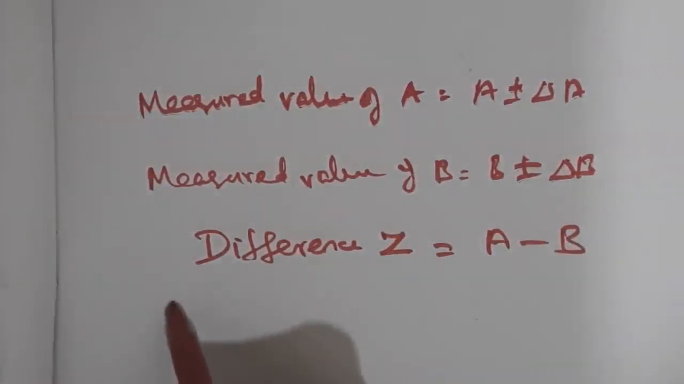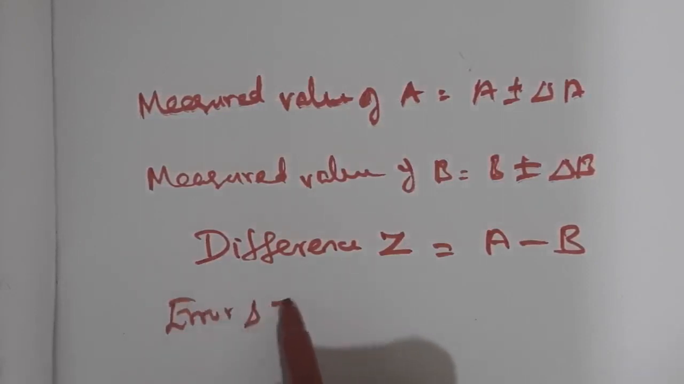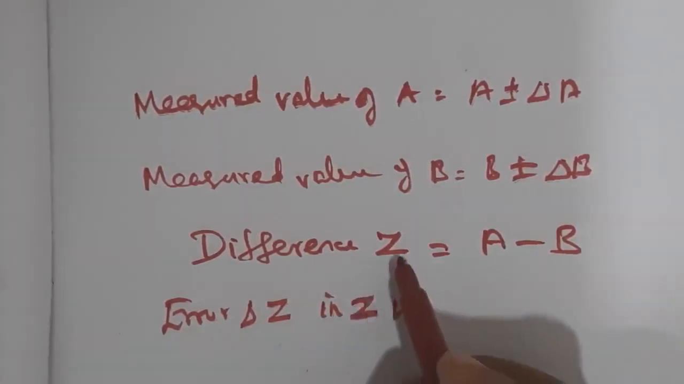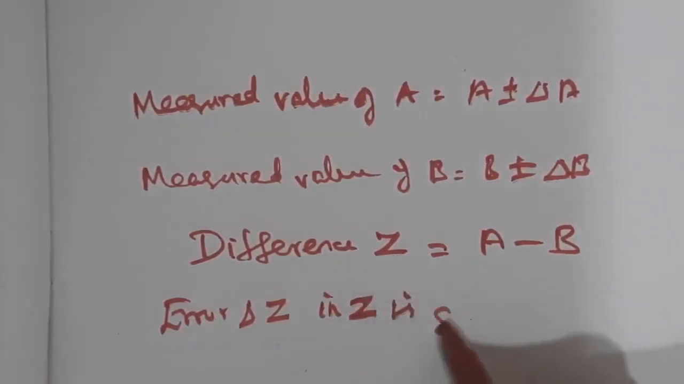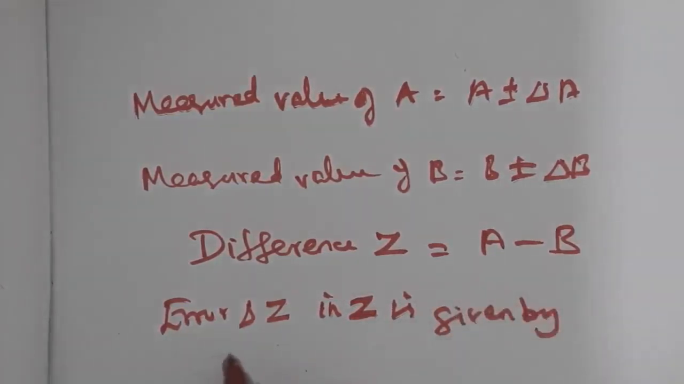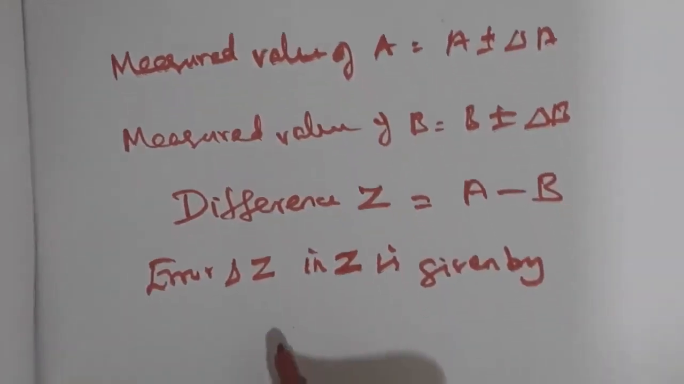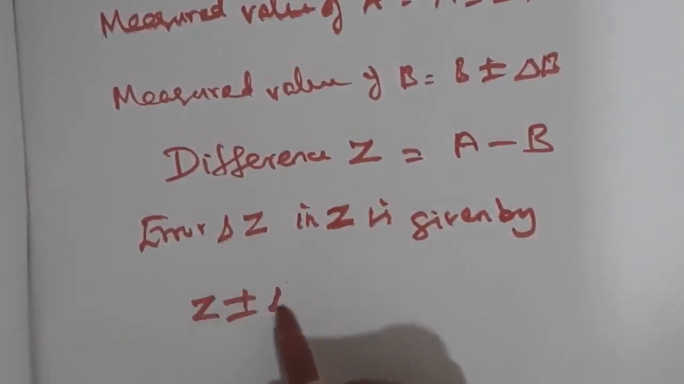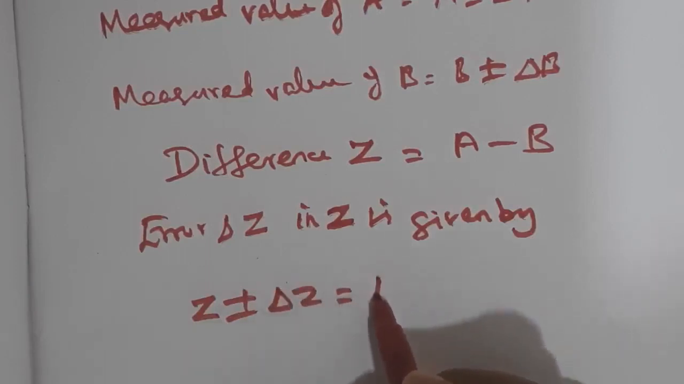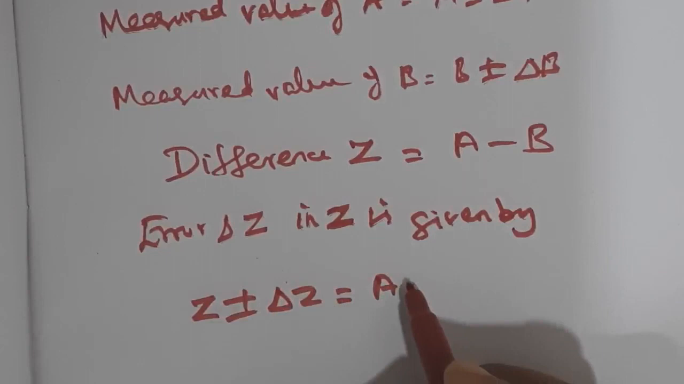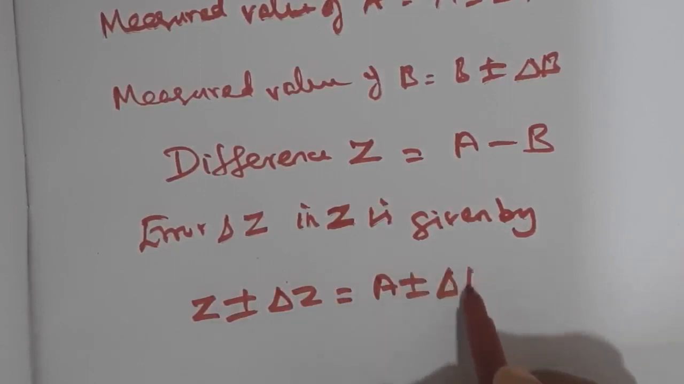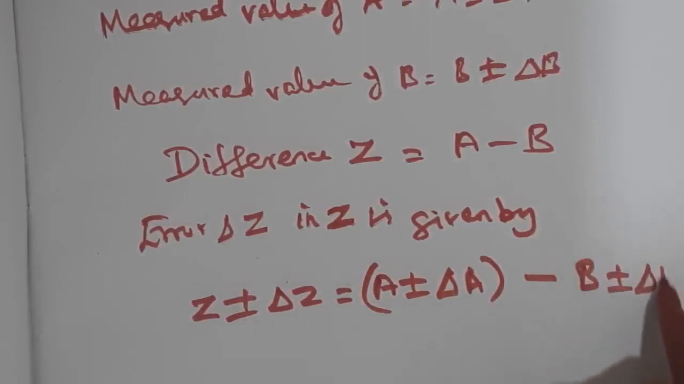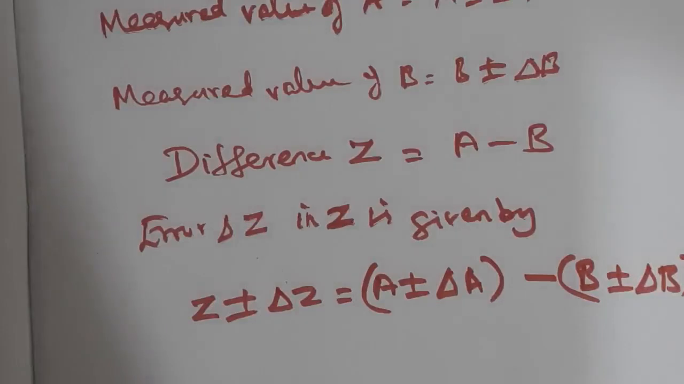So, error delta Z in Z is given by Z plus or minus delta Z is equal to A minus B. So we have to write A plus or minus delta A minus B plus or minus delta B. Clear?